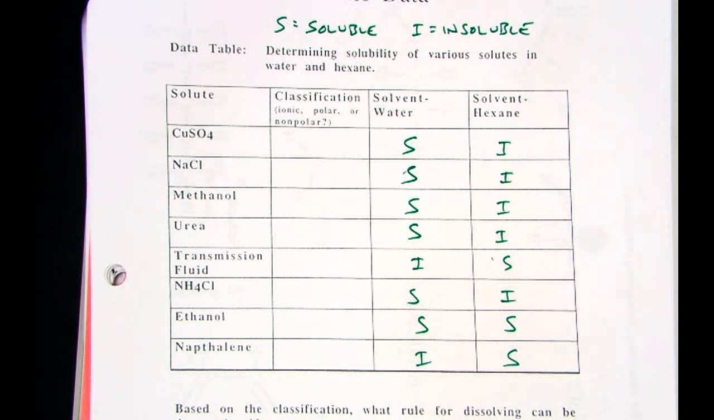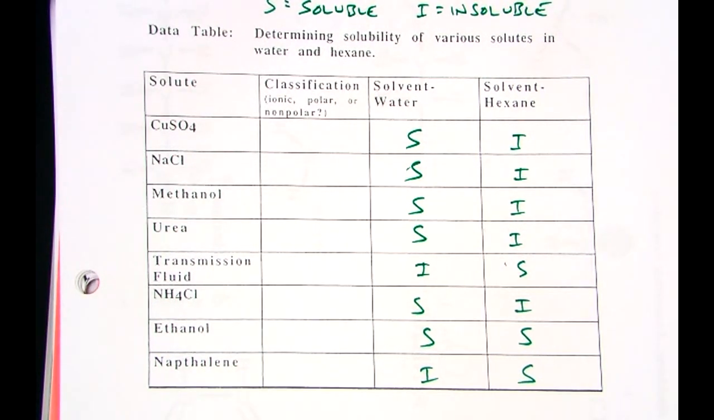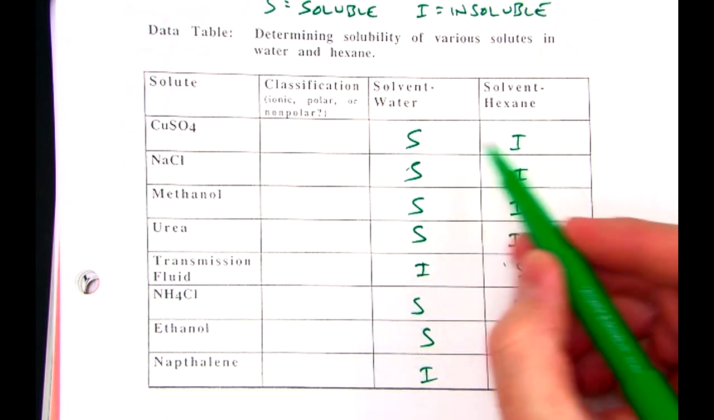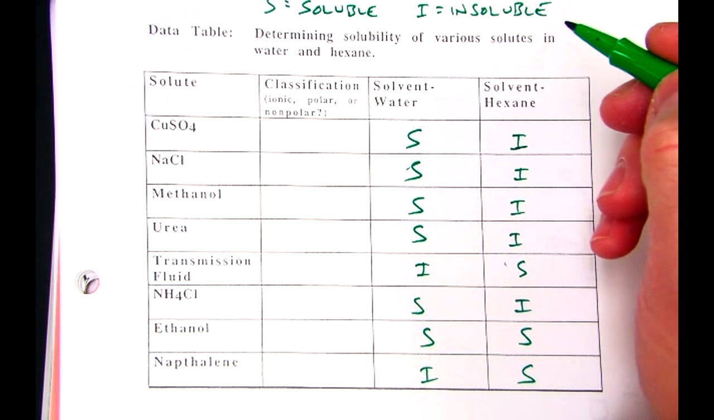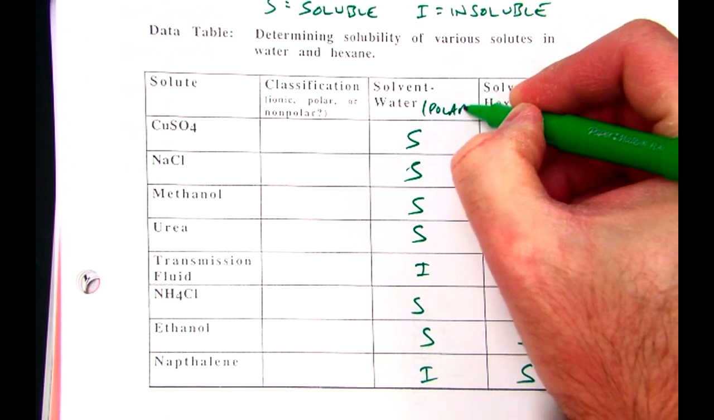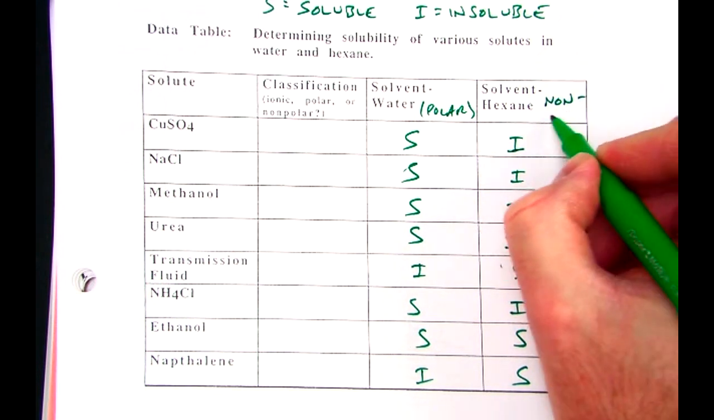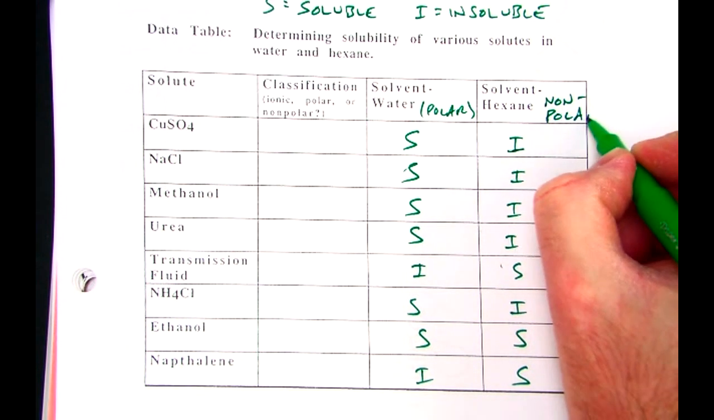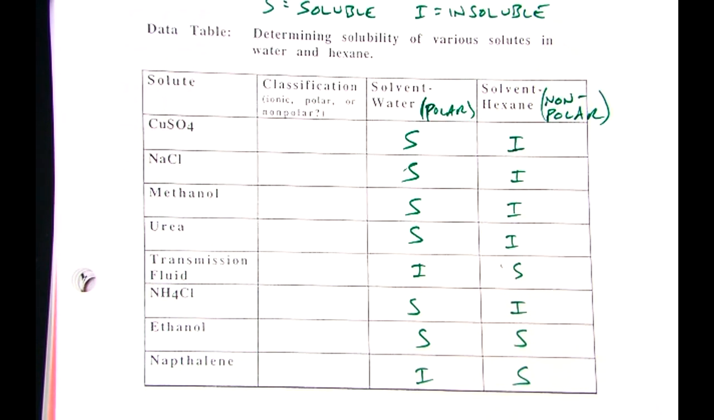Hi everybody, this is part 2 of our rule for dissolving lab, and these are our results for our lab. We said that S was going to stand for soluble and I was going to be for insoluble. Now, we want to remember from class that water is a polar solvent. It's one thing that we need to know, and that hexane is going to be non-polar. Very important for determining a rule about how things dissolve.